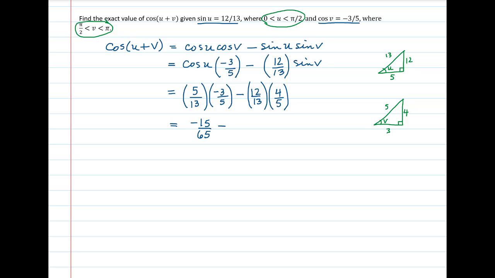After we plug everything in, the rest is just to simplify this expression. We have negative 15 over 65 minus 48 over 65, and they're both over 65, so we just combine the numerators into negative 63 over 65, and then we're done. There's nothing else to simplify, and we still managed to get the exact answer.